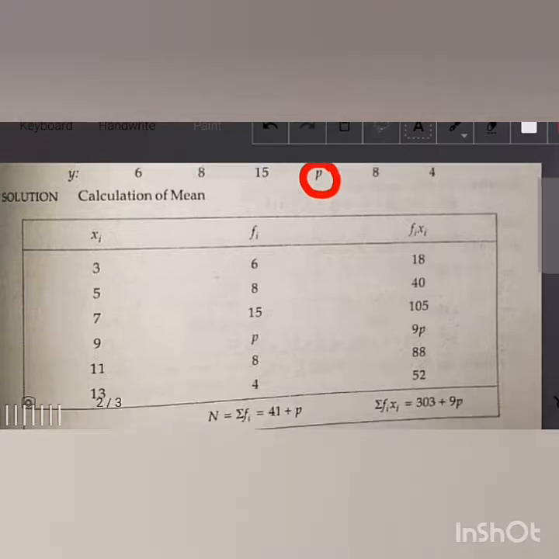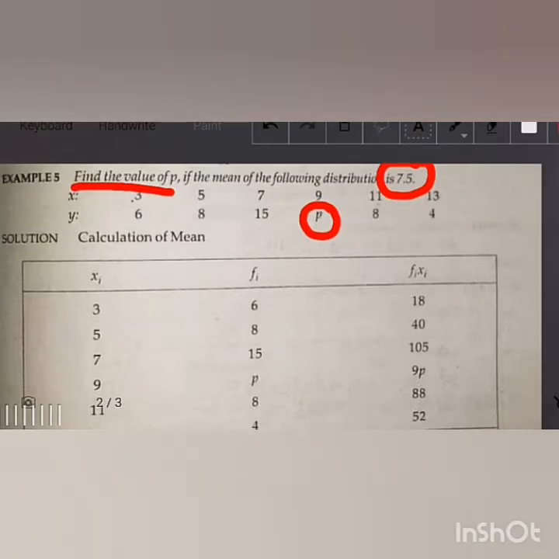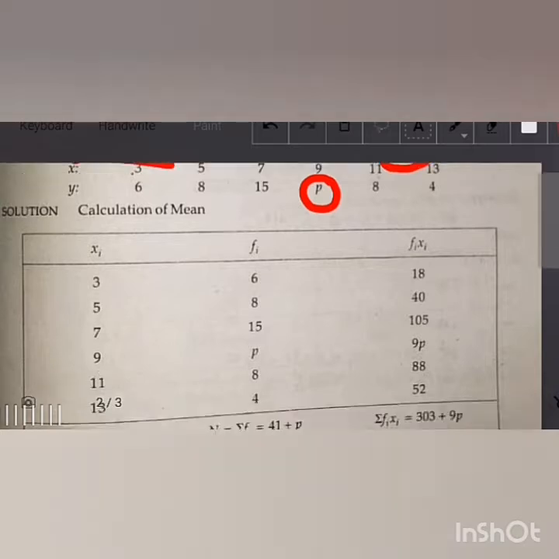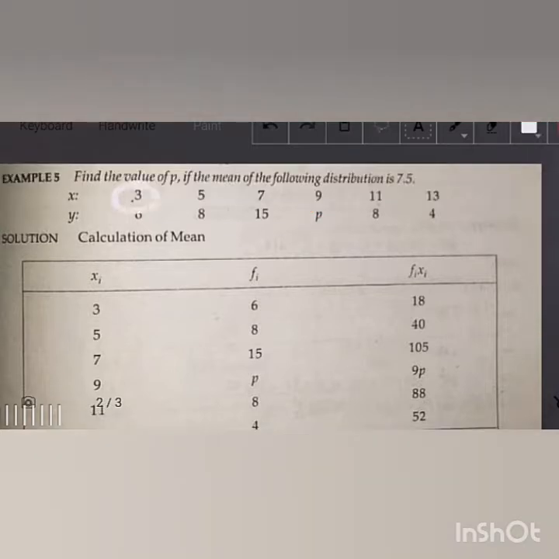But in this example one of the frequencies is missing, and in place of that frequency a variable is given, that is P. So now we have to find the value of P to know the frequency of this distribution. To identify that missing frequency, we use 7.5, that is the mean. From the table you can see 3, 5, 7, 9, 11 and 13. These are all nothing but mid values.